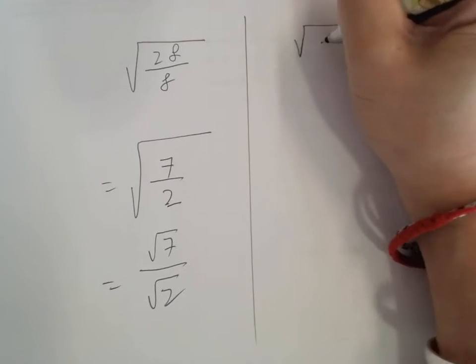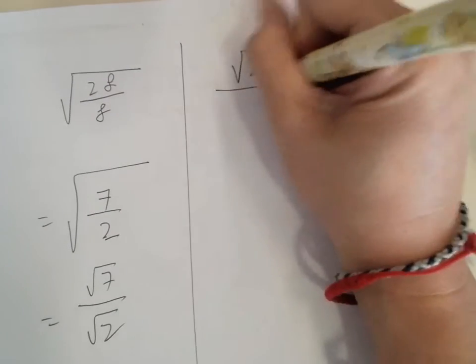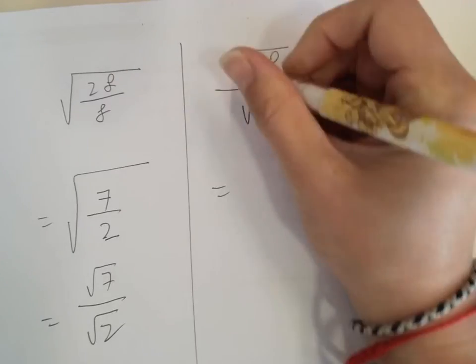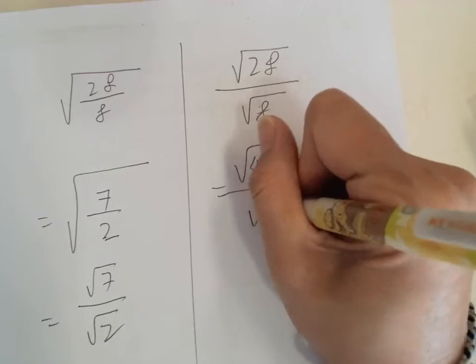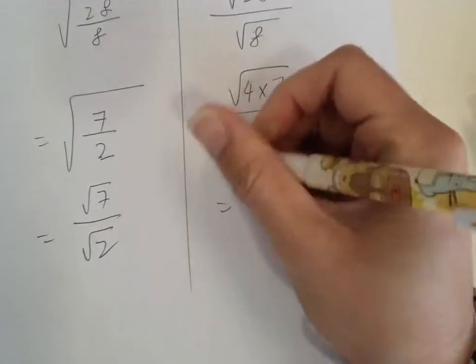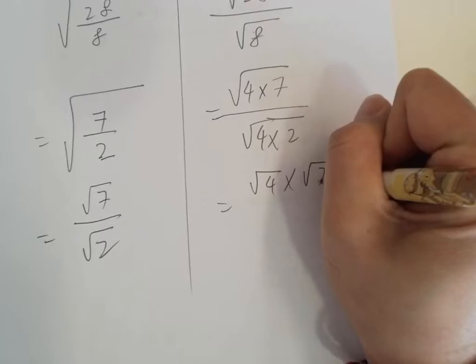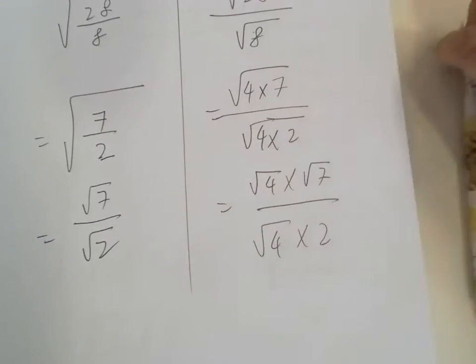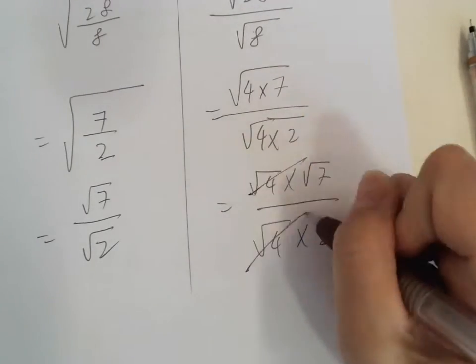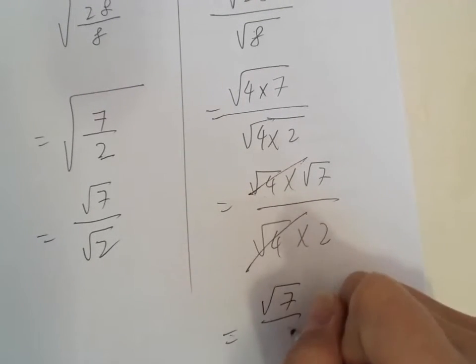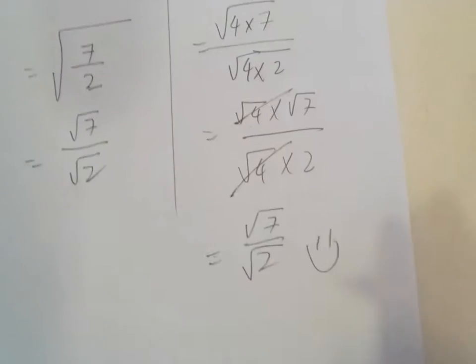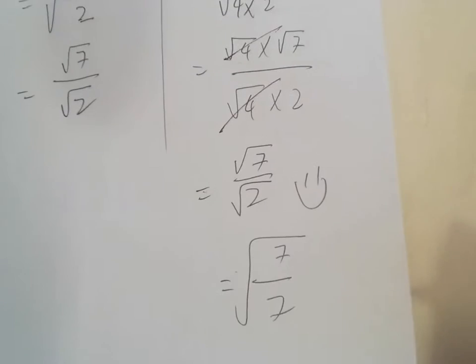Or you actually do the same thing, break it down first. Alright, and then we will have 4 times 7 over 4 times 2. So we have square root 4 times square root 7 over square root 4 times square root 2. Now you can cancel the 4 out. So this is how we have it, keep breaking it down: square root 7 over square root 2. If you want, you can rewrite it like this. I'm equally happy. And so that's how we multiply and divide square roots.